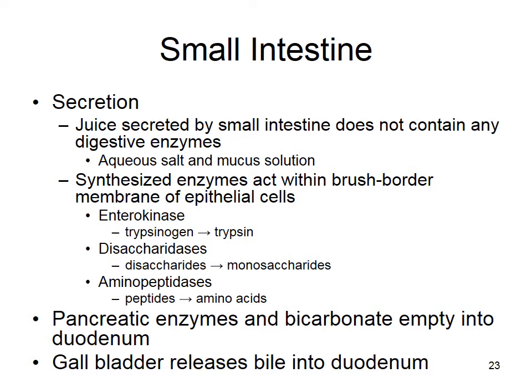Our epithelial cells lining our small intestine are called enterocytes. And like those proximal tubule cells, the apical membrane that faces the lumen of the small intestine has microvilli. And those microvilli look like a brush. So it's also called the brush border.